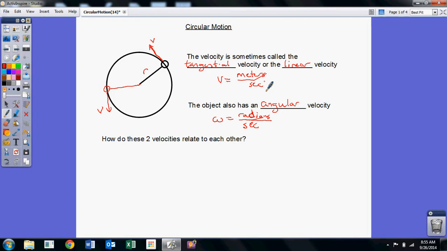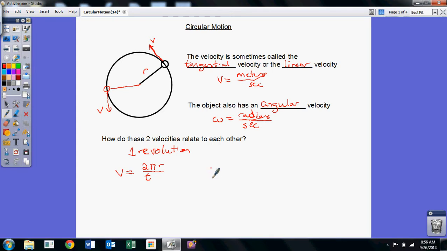Well, let's think about one full revolution around here. For one revolution, I know the tangential velocity is the distance that it's covered, the number of meters covered, which is the circumference of the circle, 2 pi times the radius, divided by the time it takes, which I'm just going to leave as t.